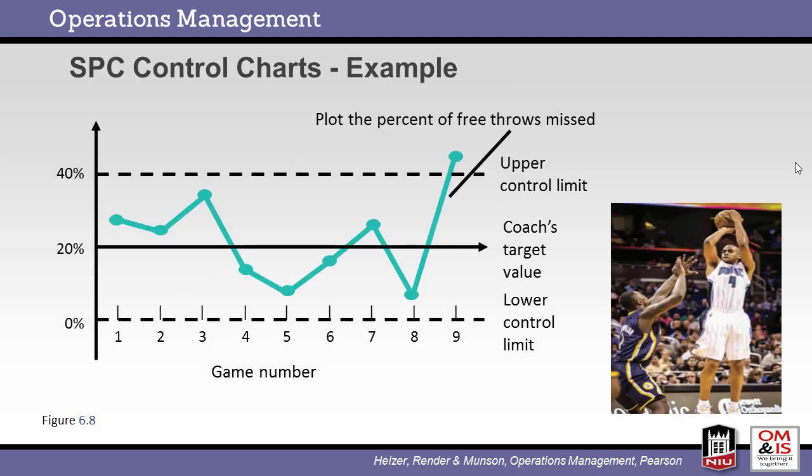Here's an example of an SPC chart applied to basketball free throws. The metric is the number of free throws missed. Obviously, there is no such thing as too few misses, so the lower control limit is 0. The coach has decided that greater than 40% misses calls for action.